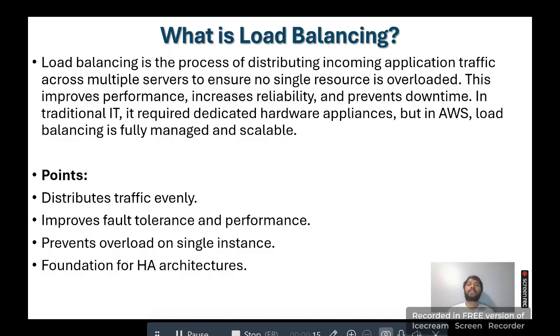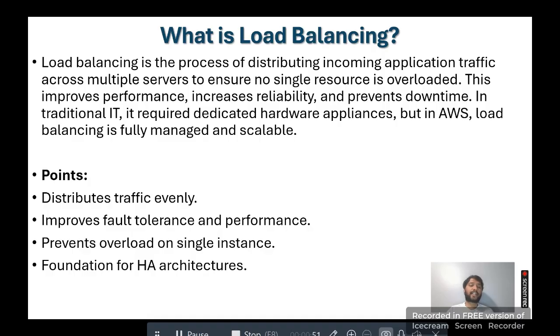What is load balancing? Load balancing is the process of distributing incoming application traffic across multiple servers to ensure no single resource is overloaded. This improves performance, increases reliability, and prevents downtime. In traditional IT, it required dedicated hardware appliances, but in AWS, load balancing is fully managed and scalable. Points: distributes traffic evenly, improves fault tolerance and performance, prevents overload on a single instance.